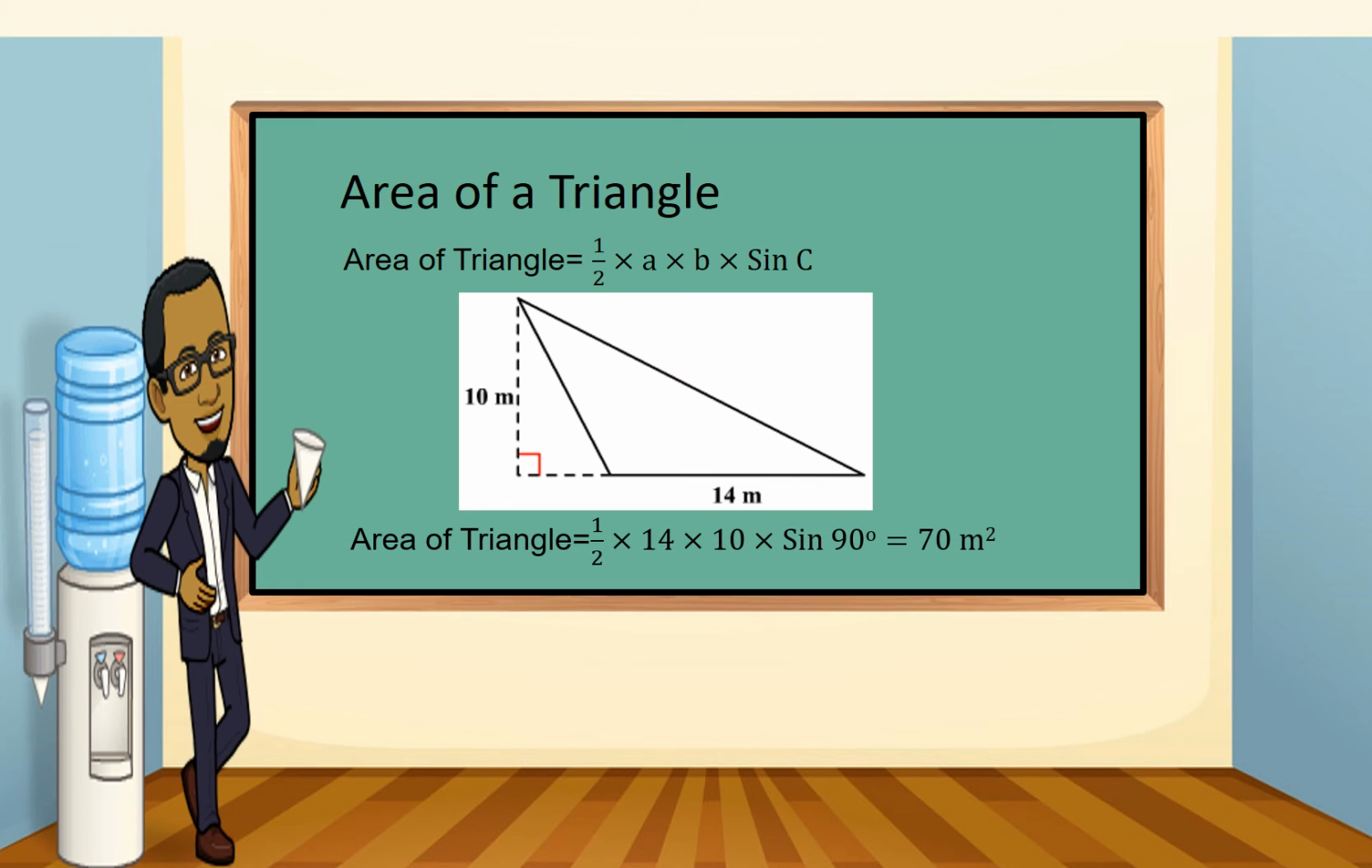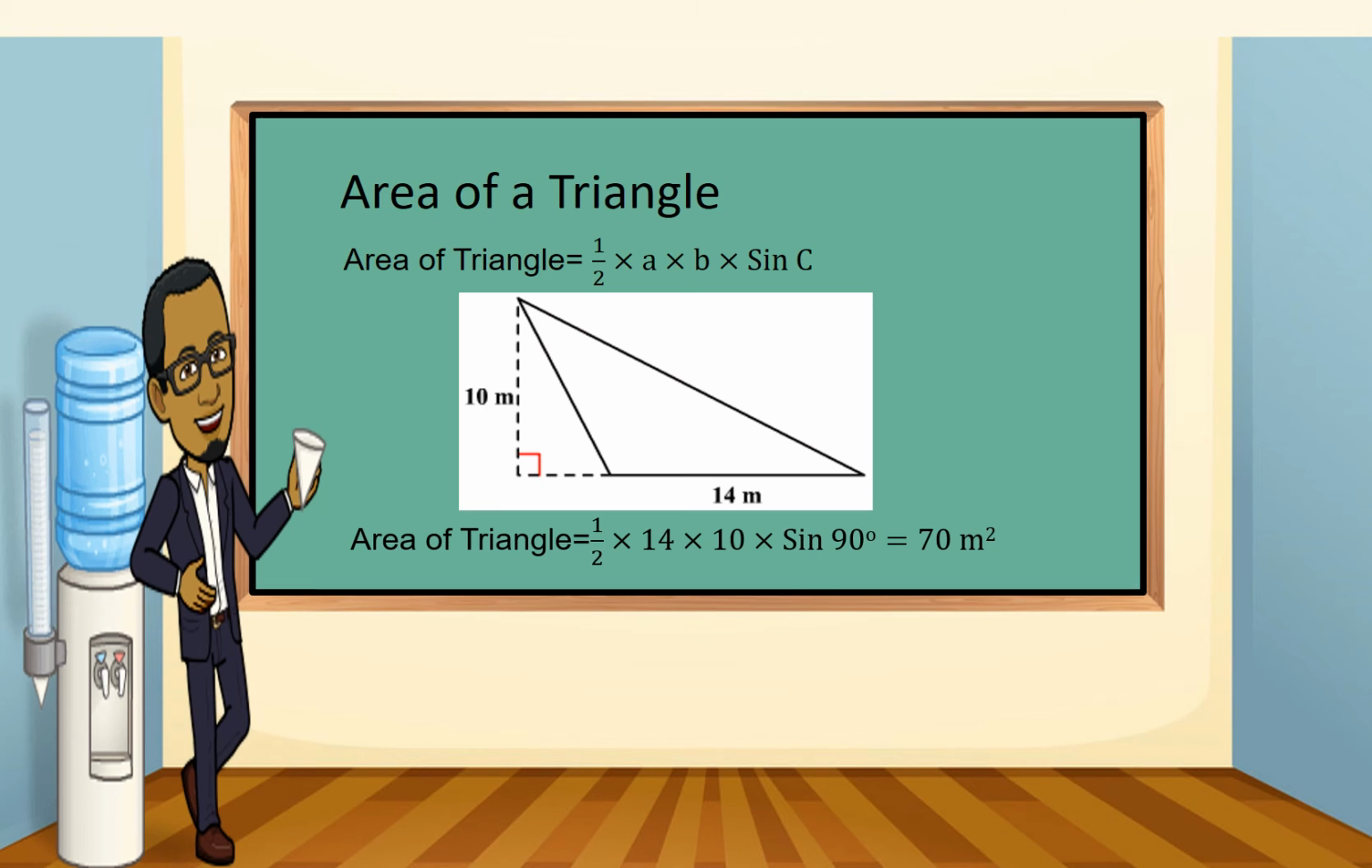Yes, we can see that we will get the same value for the area of the triangle, which is 70 squared units. This is half of 14 multiplied by 10 multiplied by sine 90 degrees. But I am sure you are wondering, why not use this formula for all triangles?